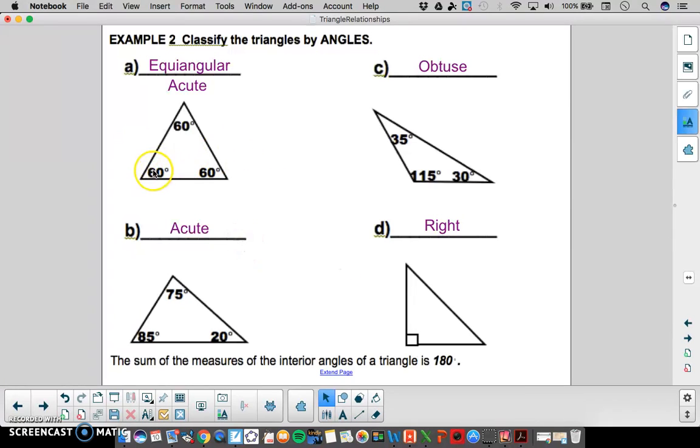Now notice that 60 plus 60 plus 60 is 180. 35 plus 115 is 150. 150 plus 30 is also 180. 75 plus 85 and 20, those add also to 180 degrees. The sum of the measures of angles inside a triangle is always 180 degrees.